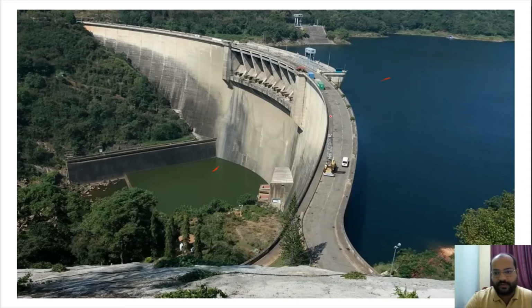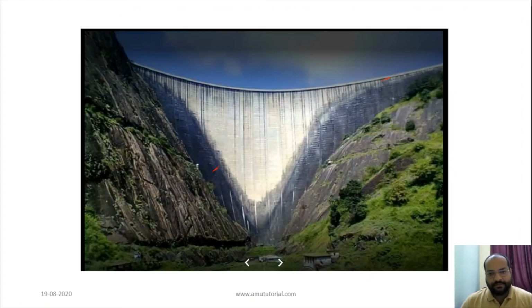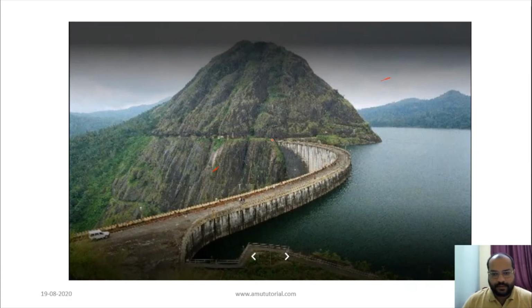I'll show you another example. Look how beautiful. An arch dam is basically preferred where a narrow gorge or a U-shaped gorge is there. So this is a narrow gorge. You can see here this is the arch dam, curved. This is the curved part. This is the downstream section. Example of an arch dam. Another view.